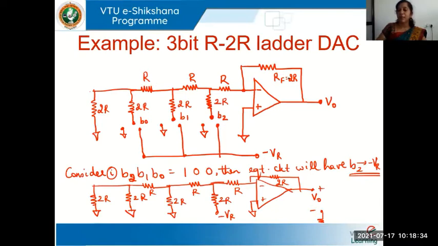Even RF will be equated to 2R. And one additional 2R we need here connected to the ground. The non-inverting terminal could be grounded, or if you want to avoid errors due to bias and offset, you can connect a resistance equivalent to the Thevenin's equivalent resistance at the inverting terminal to ground. Anyway, for now we will assume let it be grounded.